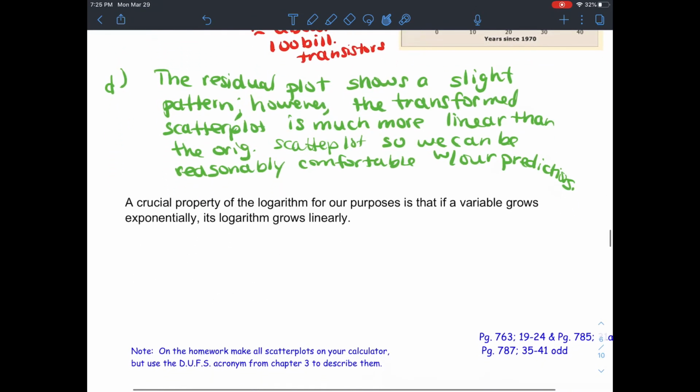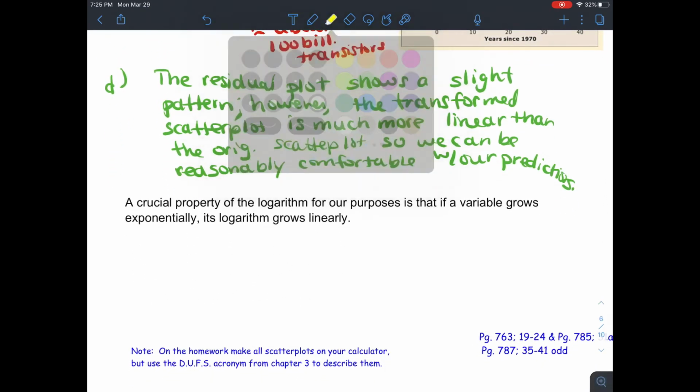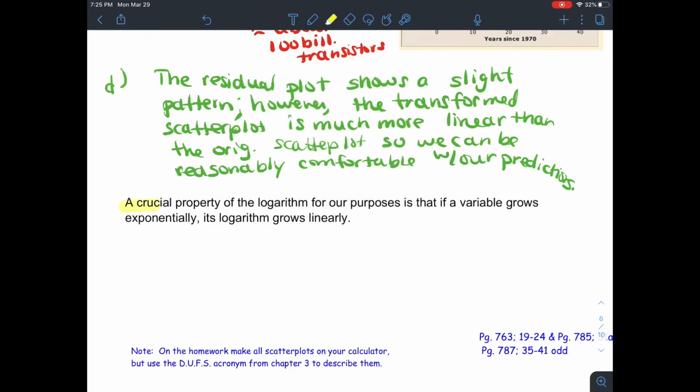The last thing here that we're just going to touch on very briefly is that a crucial property of these logarithms for our purposes is that if a variable is growing exponentially, then its logarithm is growing linearly. Once again, on your homework, you can just do all the scatter plots on your calculator, and when you're asked to describe those, you're going to use the DUFS acronym from Chapter 3.